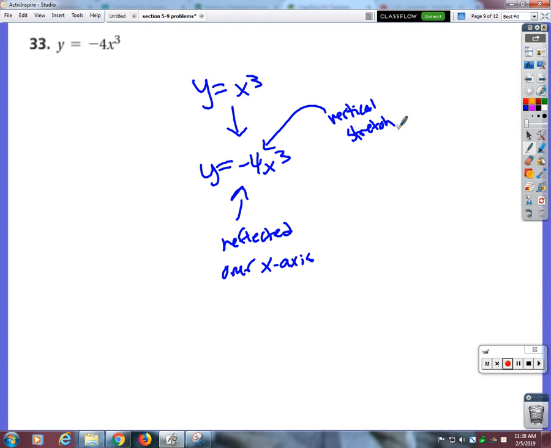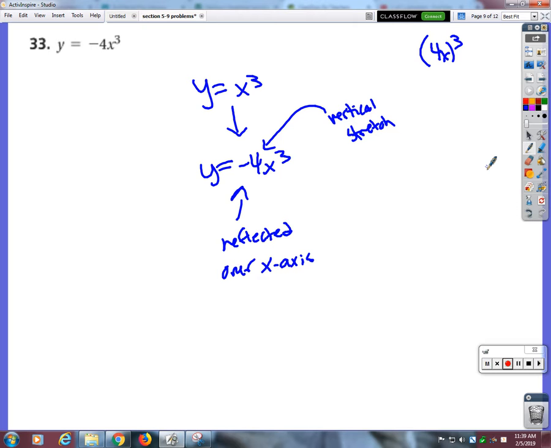Yeah, so because it's outside the parentheses. So for it to be a horizontal stretch, it would have to be like this. Okay? Inside is always horizontal, outside is always vertical.